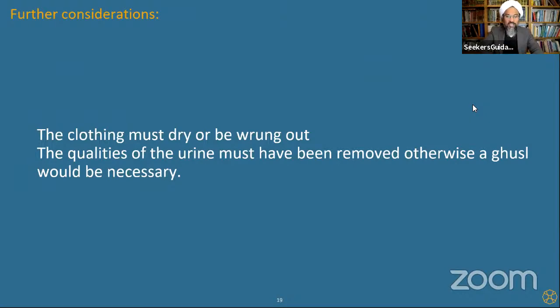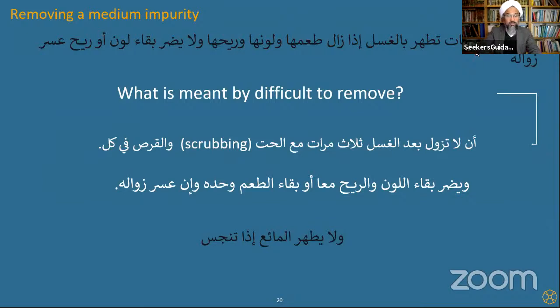There are certain further considerations. When an infant child, younger than 2 years of age, not consuming solids, only breast milk, passes urine on your clothing, what must you do? You must simply sprinkle the clothing with water. Very importantly, there are certain further considerations: the clothing must dry or be wrung out. You must wring it out. And number 2 is that the qualities of the urine must have been removed. Otherwise, a ghusl would be necessary, meaning it must be washed with water, and Allah SWT knows best.